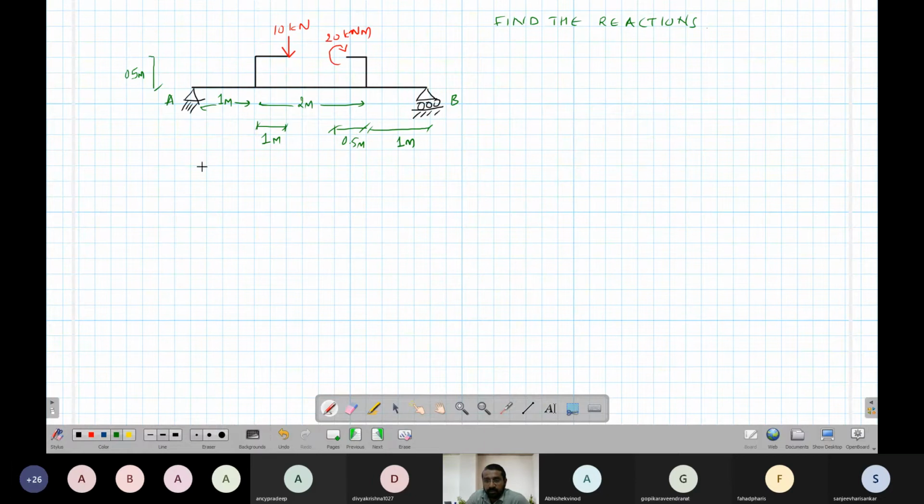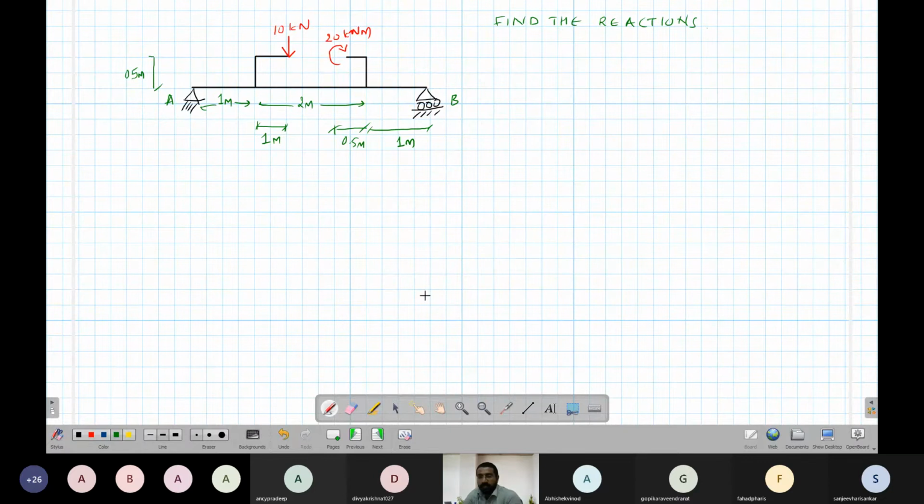Okay, so the first step you have to do is to replace these two members by equivalent forces. Then it is simpler, you will get something like a beam with some loads on it. Okay, how do you solve this? You try it yourselves. Find the equivalent force.